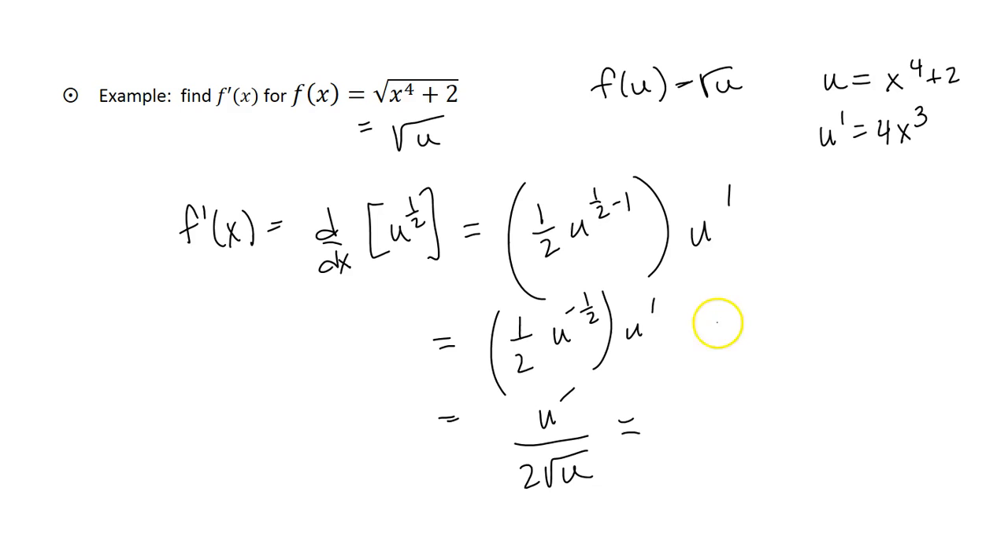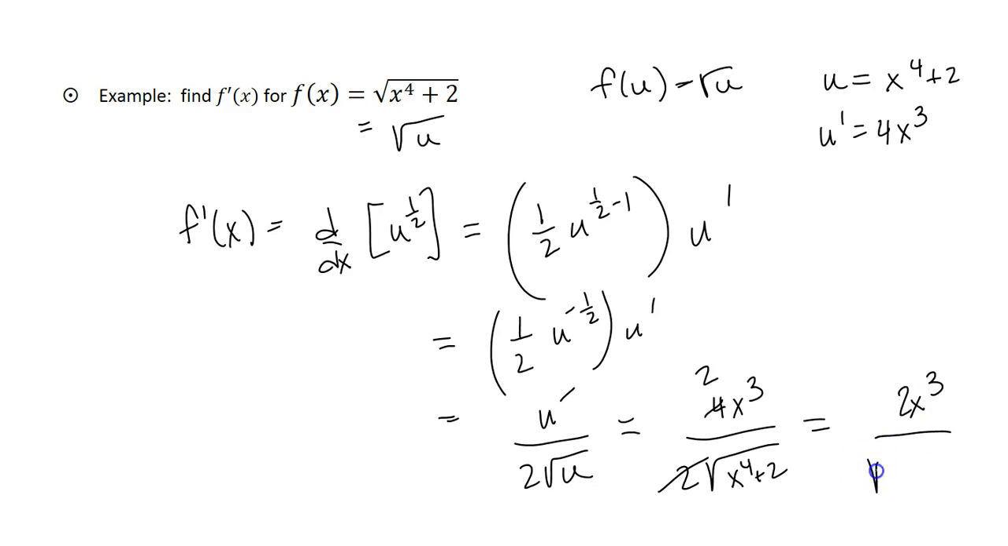And when we go to plug everything back in, we get 4x cubed divided by 2 times the square root of x to the 4th plus 2. And then we can simplify here to have 2x cubed divided by the square root of x to the 4th plus 2.